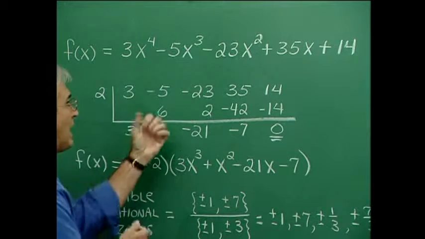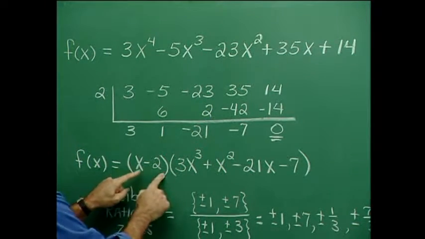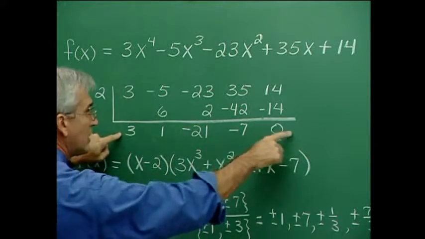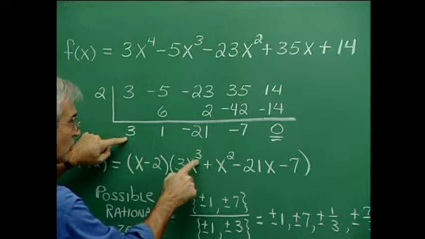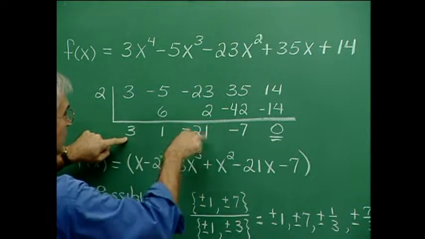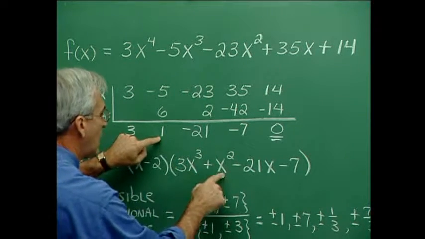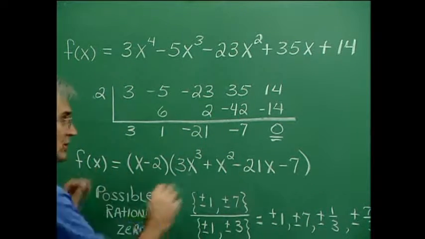So we snag x minus 2 out of this, you see, and our function then becomes x minus 2 times this factor. Now this factor is identified at the bottom of the synthetic division. It is 3x cubed. Now notice the cube, because it's 1 degree less than the original function because of this synthetic division process. All right, so it's 3x cubed plus 1x squared minus 21x minus 7. All right, now we're working with this function.